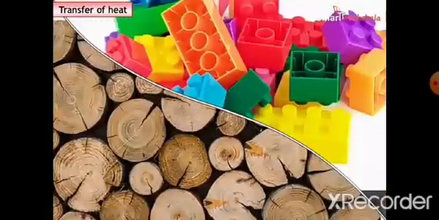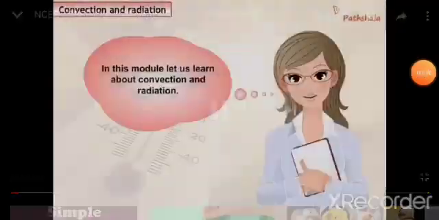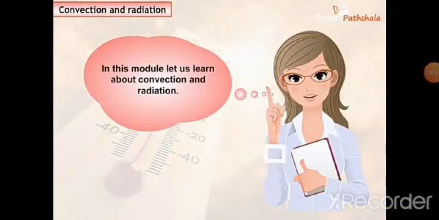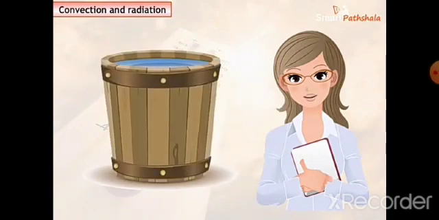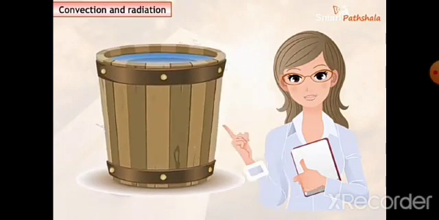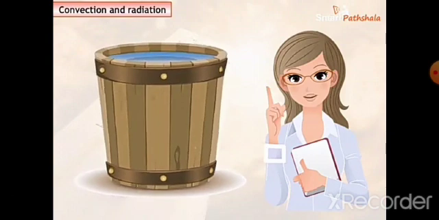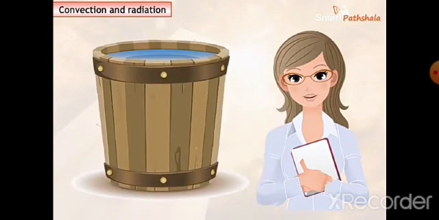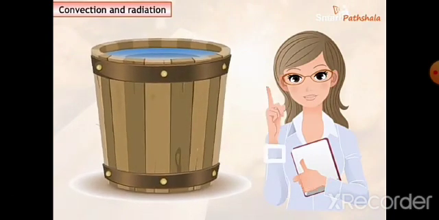The materials which do not allow heat to pass through them easily are called insulators. Still, heat transfer takes place in these substances. Let's know how the heat transfer takes place in these substances.